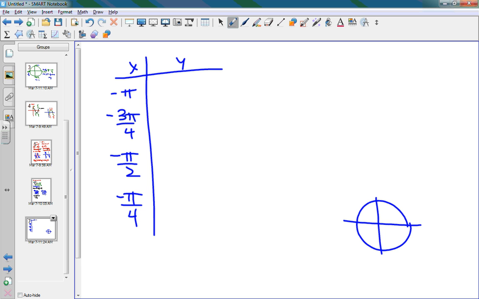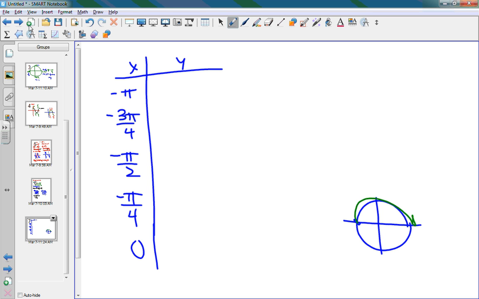Negative pi over 4. And then add another pi over 4. That brings you back to 0. So can you see the visualization here? Where is this thing going? It is going around. We all understand that. We started right here, and we're trying to go all the way back over here.